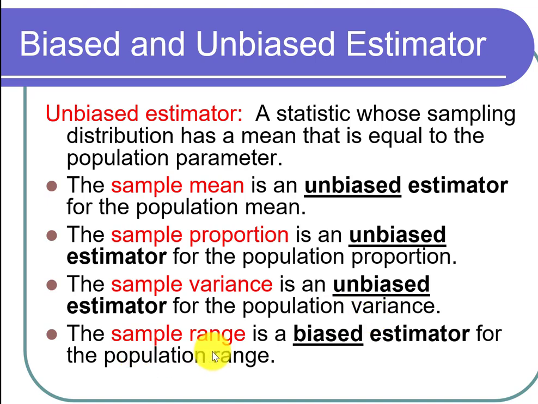But the sample range is biased. It is a biased estimator for the population range. So there's some examples. We're going to mostly look at the mean and the proportion in this class. Those are the main ones.